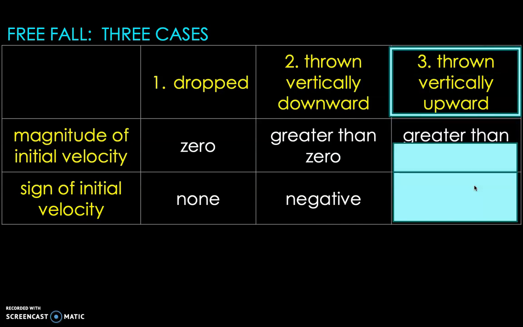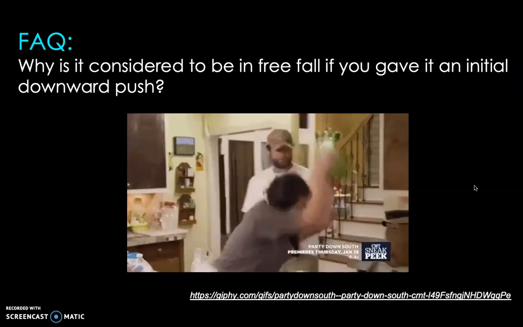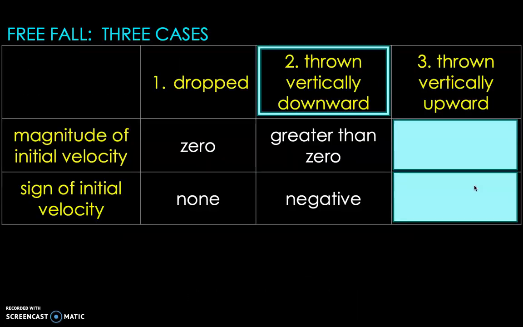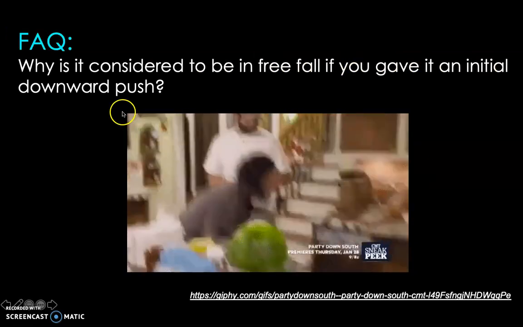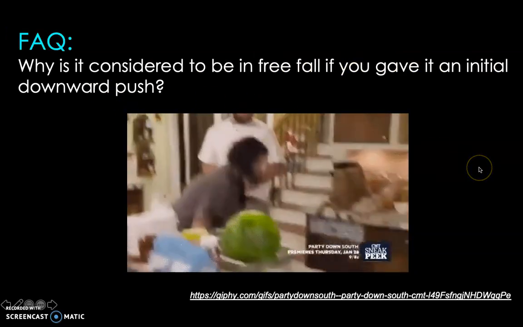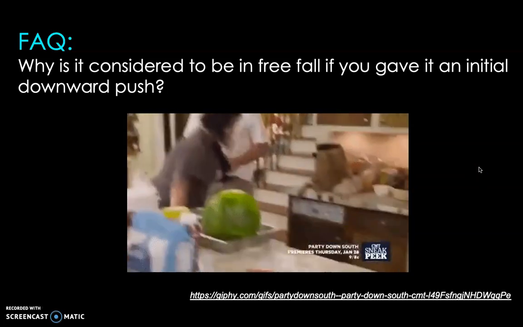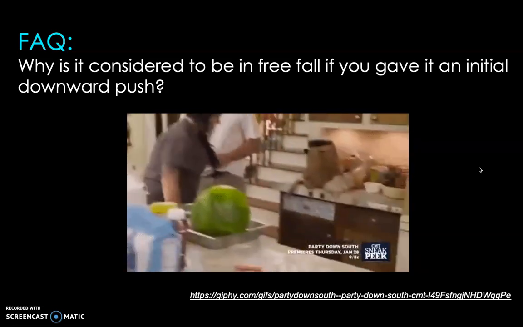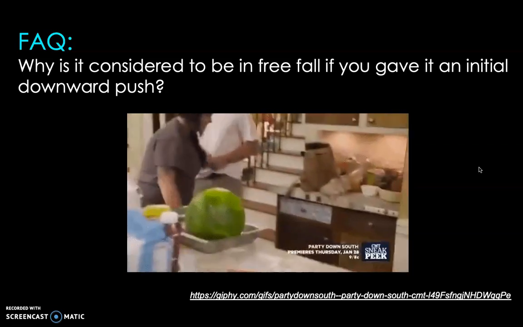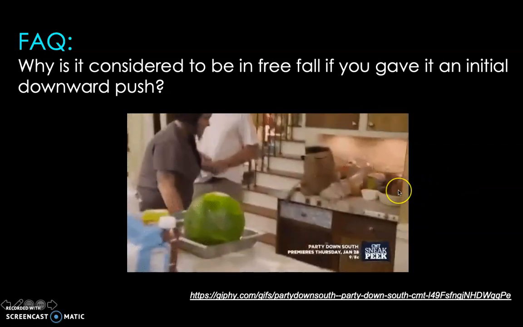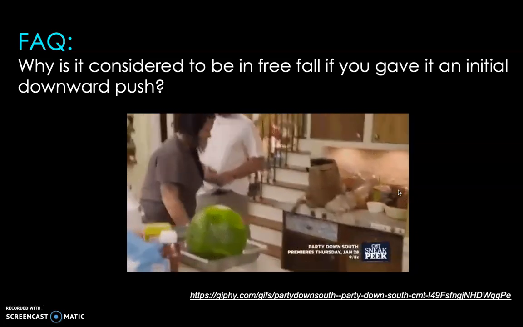I'd like to go back to this one because there's a frequently asked question here. Let's say, for case two in free fall, why is it considered to be in free fall if you gave it an initial downward push? It's very simple. You only consider the object in free fall once you have let it go. Meaning, the minute you release the object from your hand, that's the time you can consider it to be in a state of free fall. While you're still holding it, it's not yet in free fall. The moment you release it, it's already in a state of free fall.